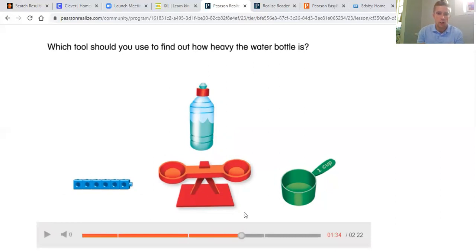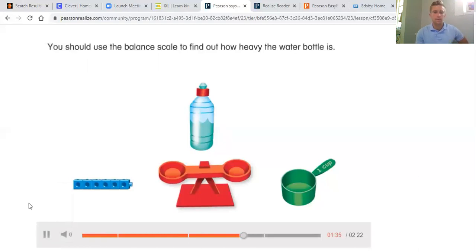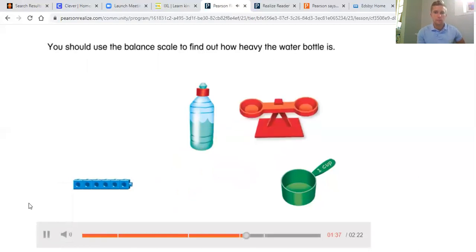Let's see if you got the right answer. Is it the balance scale or is it the measuring cup? Yell it out, yell it out. All right, let's check. You should use the balance scale to find out how heavy the water bottle is.